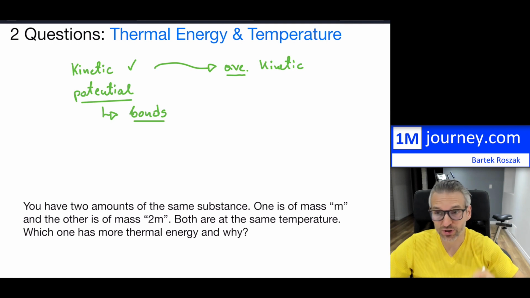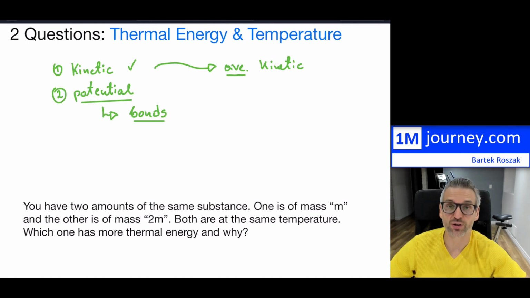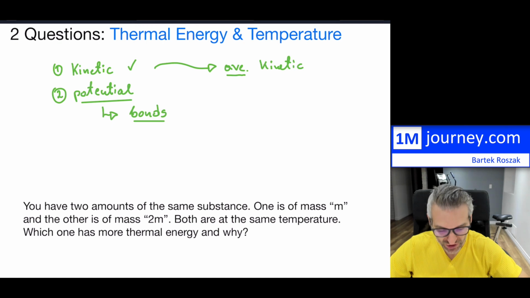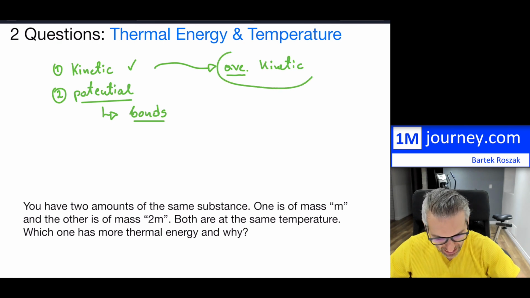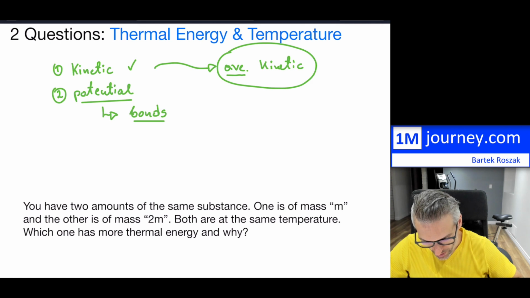So that is the only two things. You have kinetic and potential energy, and these are internal energies inside of that substance. And temperature typically just captures the average kinetic energy of those particles and how they're moving. So now here are the two questions.